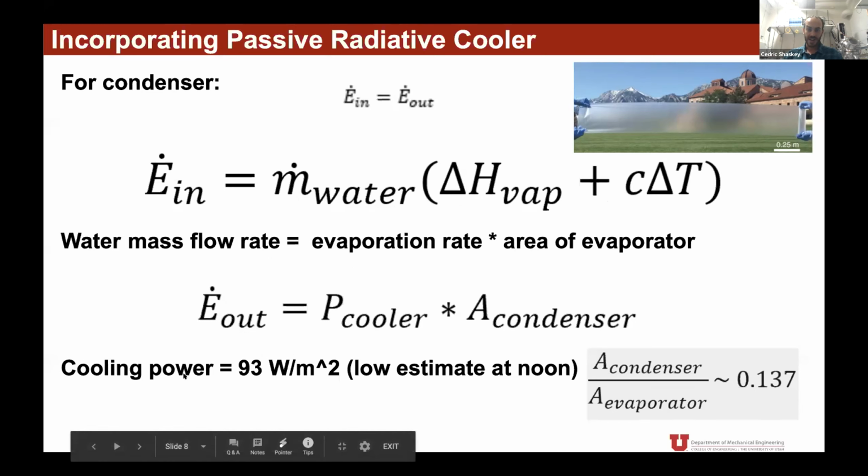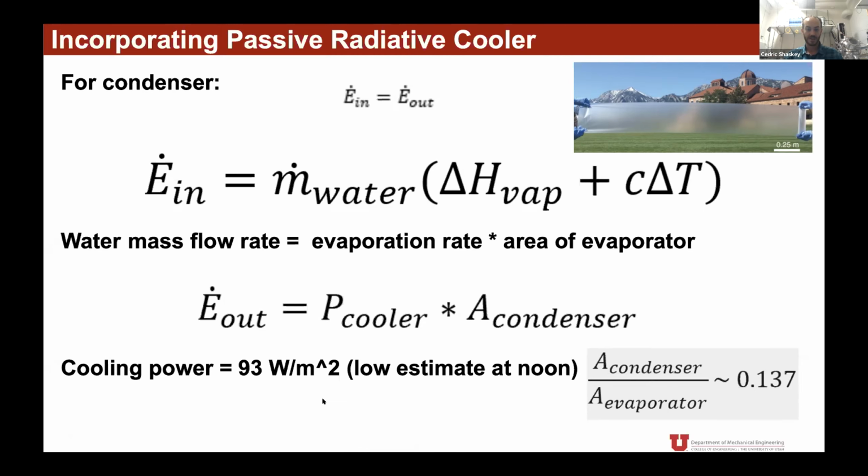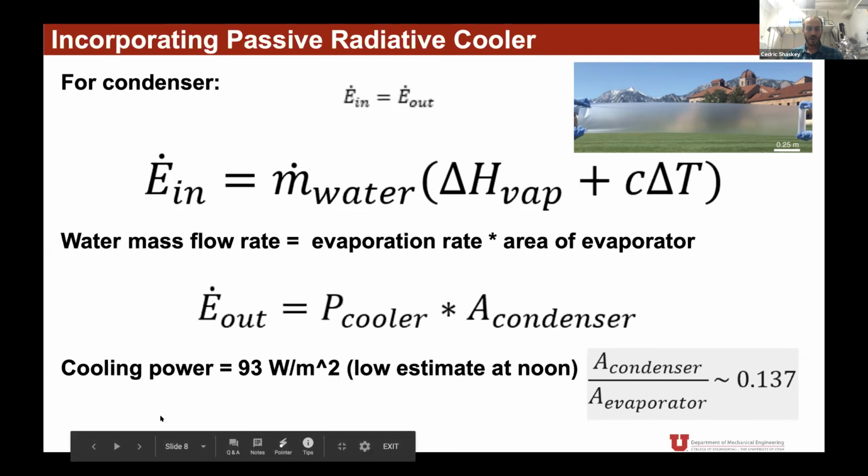From the paper that does an analysis of this passive radiative cooler, they found that the cooling power is about 93 watts per meter squared at noon, which is the low estimate. Integrated over the daytime, it's about 110 watts per meter squared. But we'll just stick with this low estimate of 93 watts per meter squared. So if you set these 2 equations equal to each other, we can solve for the ratio of the condenser and the evaporator area that we need to achieve an energy balance at steady state. And what we find is that the condenser has to be about 13.7% as large as the evaporator.